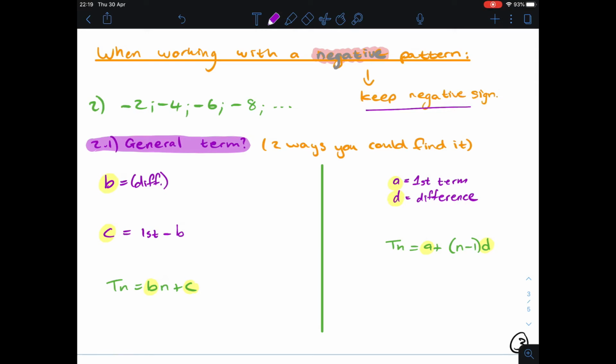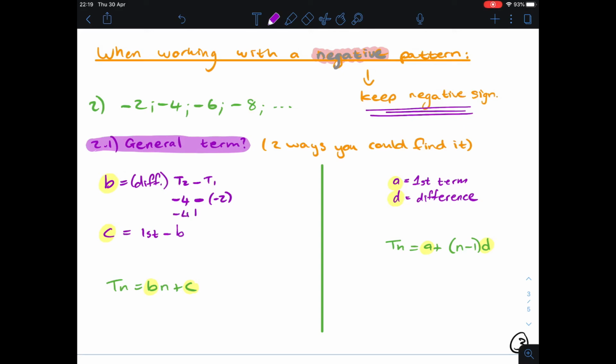When you look at the first question to work out the general term, again, we have the two ways. So I'll show you both again. It's B and C that we need to work out. To work out B, it's the difference. So it's term 2 minus term 1. Term 2 is -4. Then we still have the minus sign, so keep the minus sign. Then term 1 is -2. So put that in brackets, so you're keeping the negative sign.